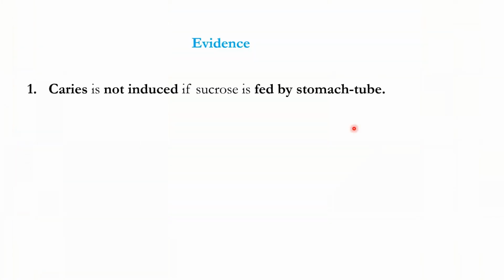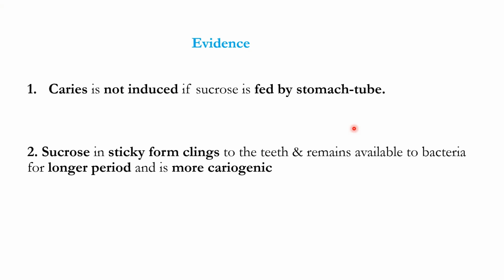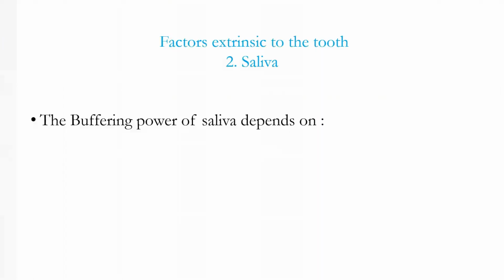So what is the evidence for this? Caries was not induced when sugar was given to an individual either through IV or by a stomach tube. It was induced only when the sugar was taken intraorally. So this is solid evidence that the intake of sugar through the oral cavity, which is stagnated in certain areas, is later putrefied and fed upon by the bacteria, which release acid, and that is what is going to cause the caries. So this we have already discussed several times, that sucrose in sticky form is more cariogenic.